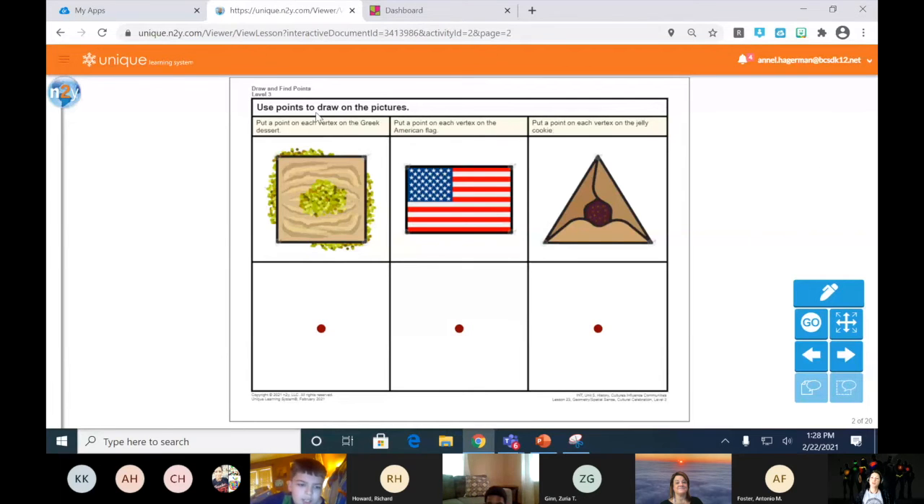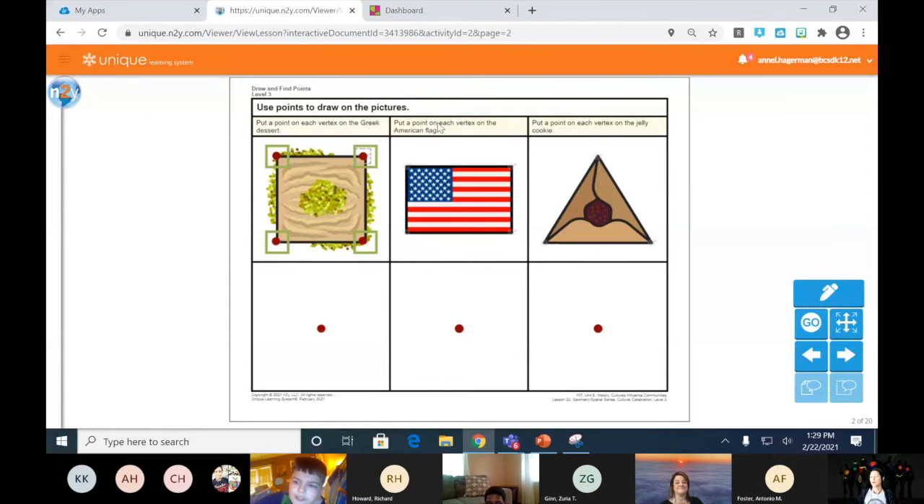All right, so this one says use points to draw on the pictures. Put a point on each vertex on the Greek dessert. So we're just going to match the points on here, okay? There's 1, 2, 3. There are 4 points there on that Greek dessert. That looks like something you can get at Papoli's.